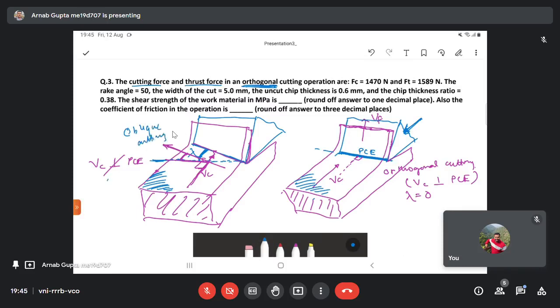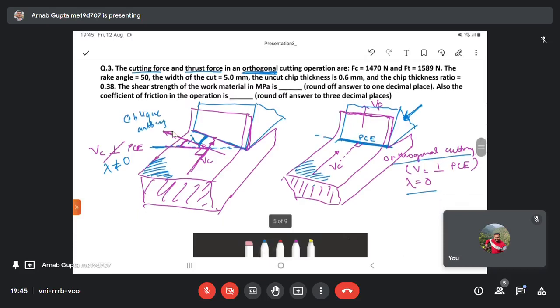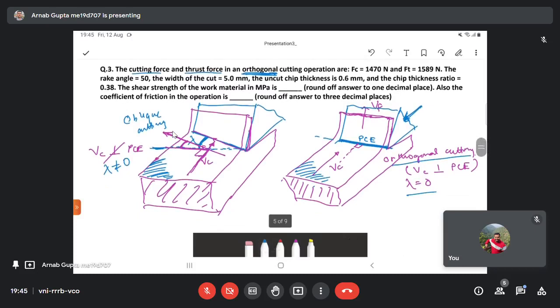Here lambda is not equal to 0. This is orthogonal cutting where lambda is equal to 0. So this is the basic difference between orthogonal cutting and oblique cutting. Is the Merchant circle diagram valid for orthogonal cutting or oblique cutting? It is valid for orthogonal cutting.